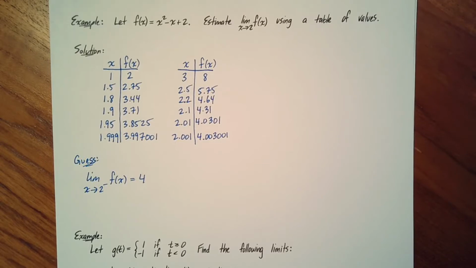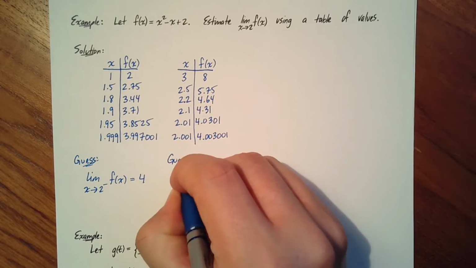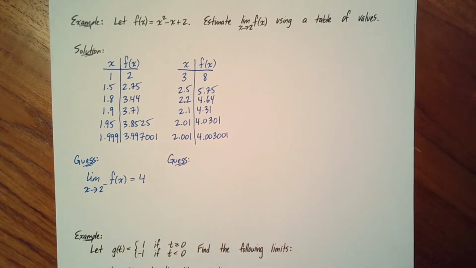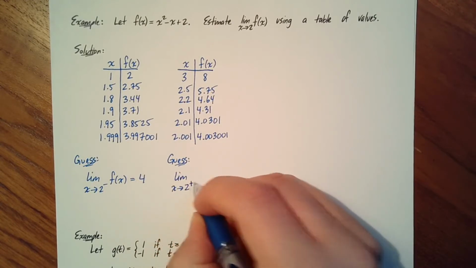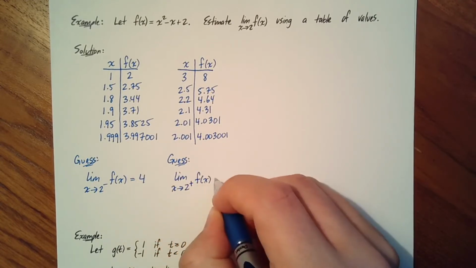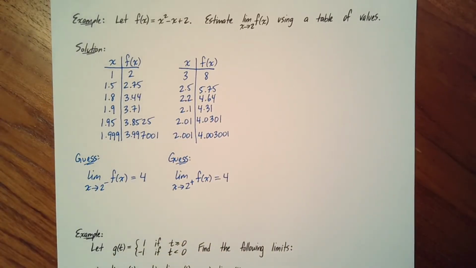But this is still good. This is enough to give us a pretty good idea, and we can fairly safely guess, as long as we admit to ourselves that that's all it is, it's just a guess. We can guess now that the limit as x approaches 2 from the right of f of x is also 4. By the way, I want to mention something.